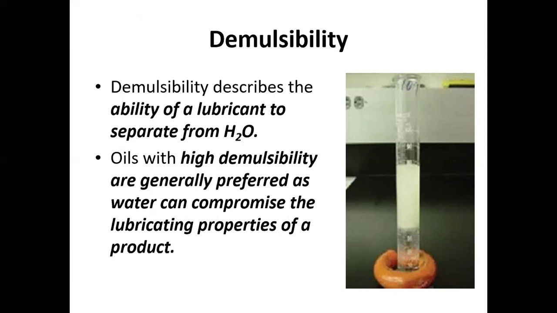Demulsibility. For example, we were able to discuss last time the demulsifier as an additive agent to our lube oil. Now let's discuss demulsibility. What is this? Demulsibility describes the ability of a lubricant to separate from water. Take note, separate from water, meaning they're not forming emulsions if we have demulsibility. Oils with high demulsibility are generally preferred as water can compromise the lubricating properties of a product. If I asked you last time whether demulsibility is good or bad, actually having higher demulsibility is good for our system.